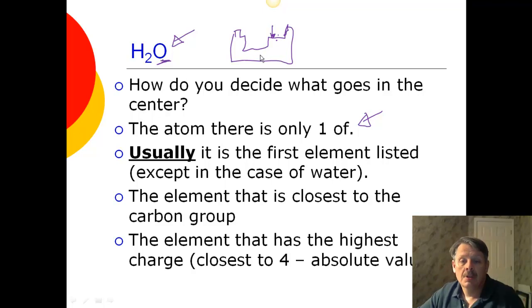So those are your central atom rules. The element that has the highest charge, so if you have something with a minus 3, that's really close to a minus 4. So you look at the absolute value, so you'd use that. That's another way to do it.